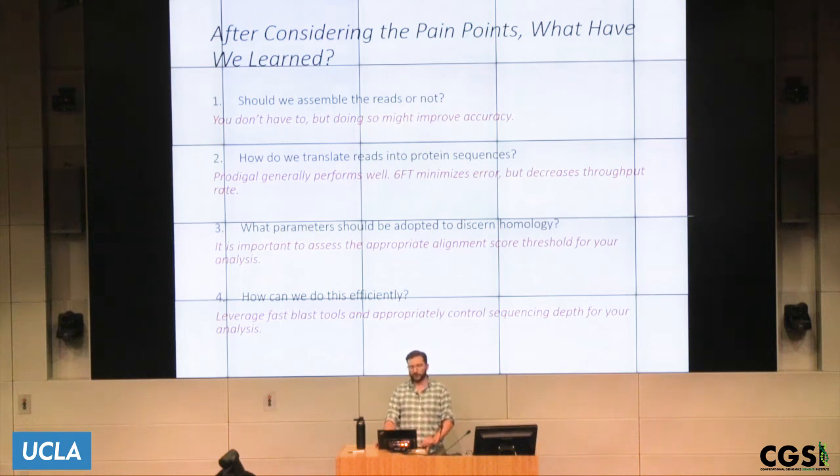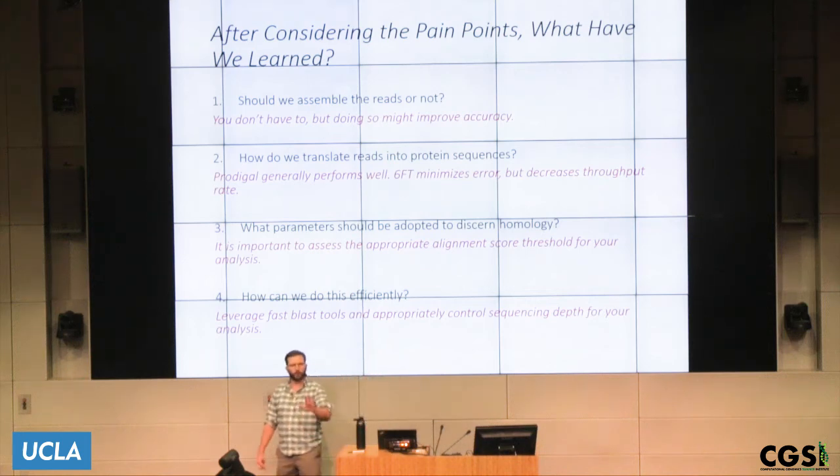How should we translate reads into protein sequences? Well, we tend to like Prodigal. We think that for Illumina-based sequencing platforms, Prodigal does a very good job, and it massively decreases the amount of sequence information that you have to consider. That vastly improves the throughput of your analysis.